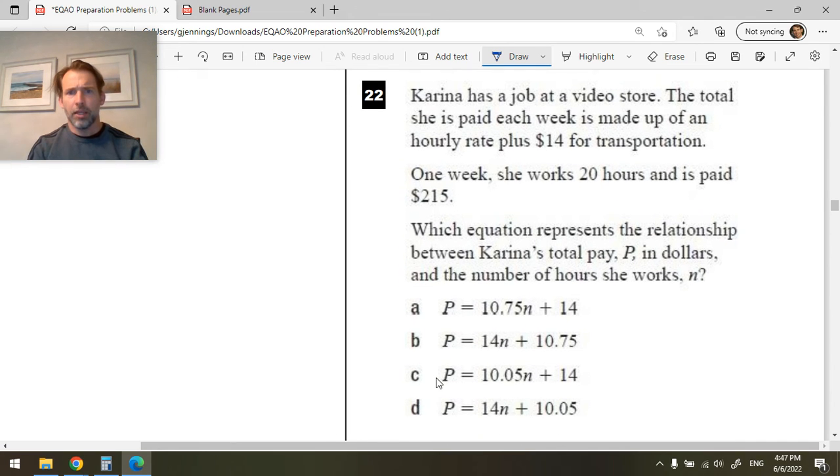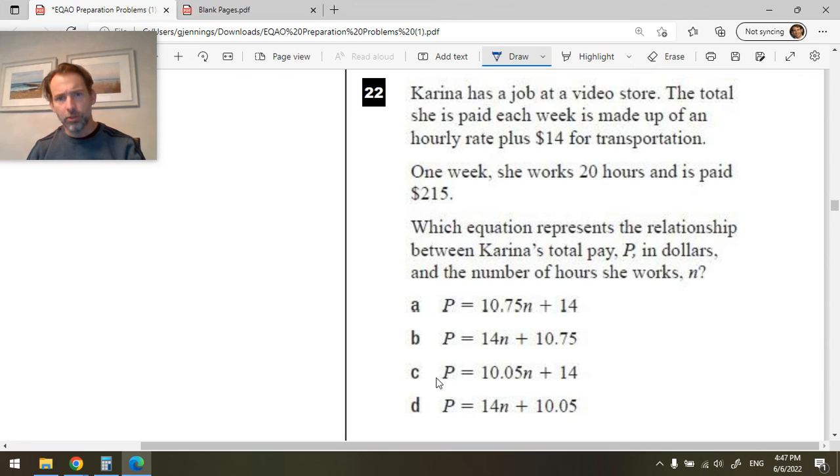Karina has a job at a video store. The total she is paid each week is made up of an hourly rate plus $14 for transportation. One week she works 20 hours and is paid $215.